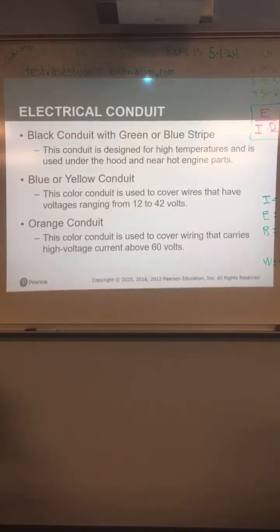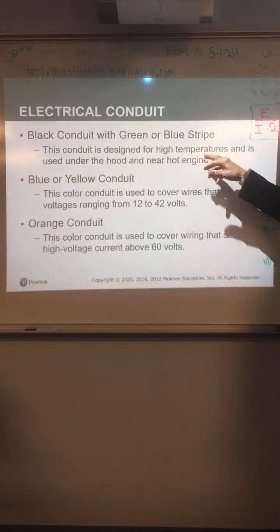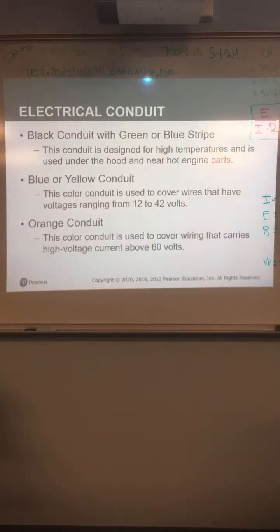Electrical conduit. The colors actually mean something. Everybody has seen yellow and blue probably, right? And orange. Orange is high voltage on hybrid cars. You've seen the orange conduit over the wires. Anything orange is high voltage, means it carries over 60 volts. If it's blue or yellow, 12 to 42. Black is just the conduit that covers the wires.